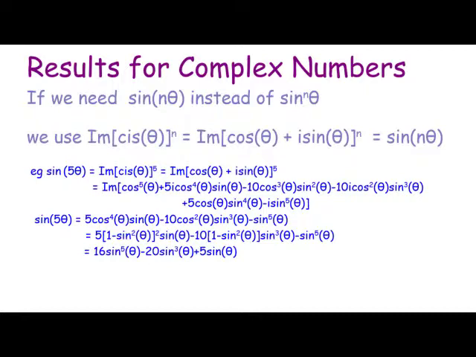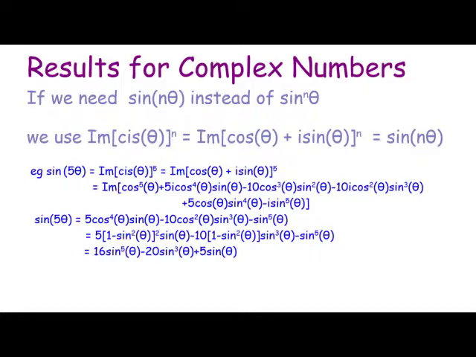And so we now need to pick out the imaginary parts in the expansion, and you can see here that sine 5 theta is 5 cos to the power 4 theta times sine theta minus 10 cos squared theta sine cubed theta plus sine to the power 5 of theta.